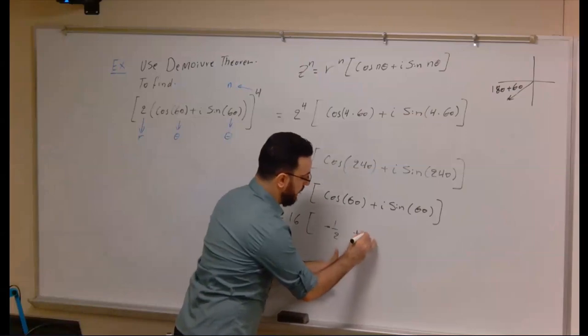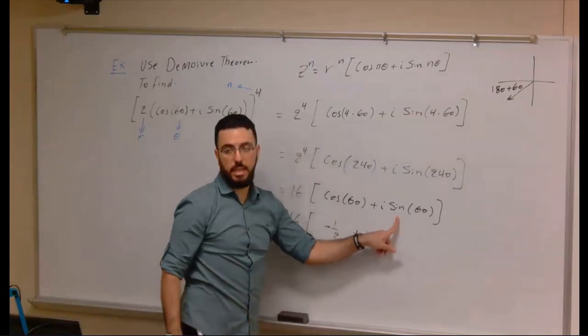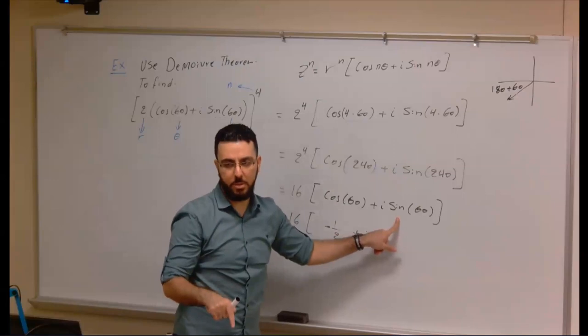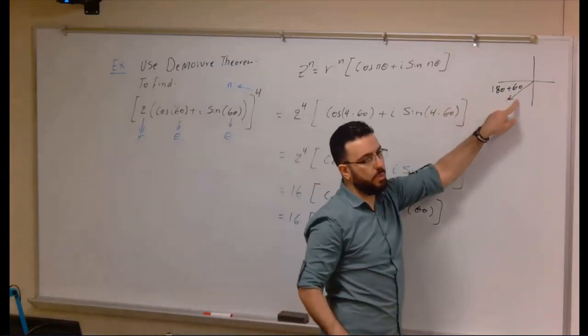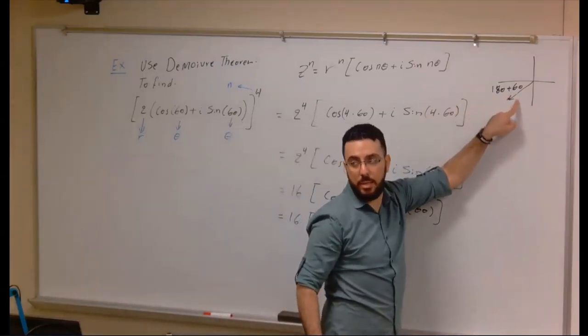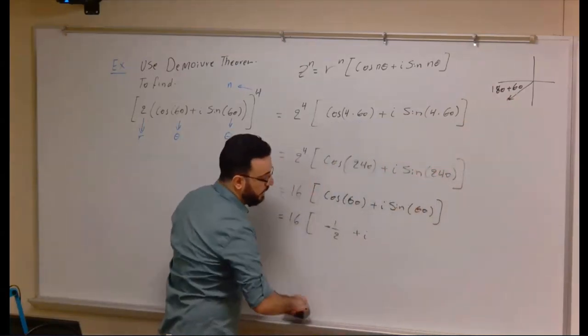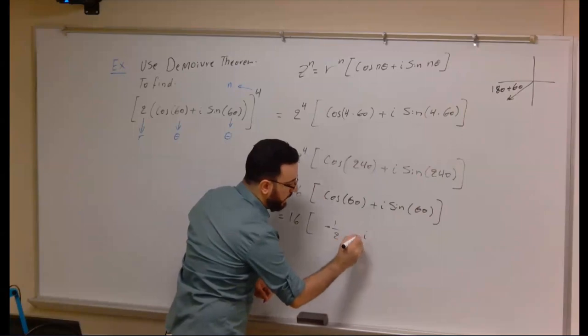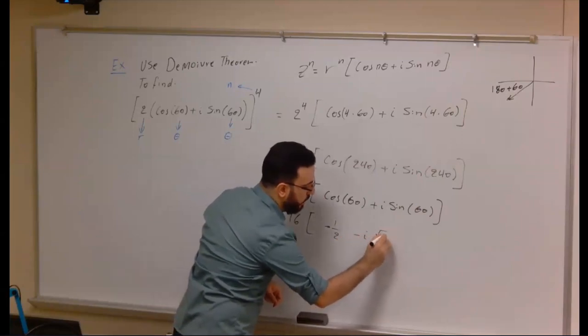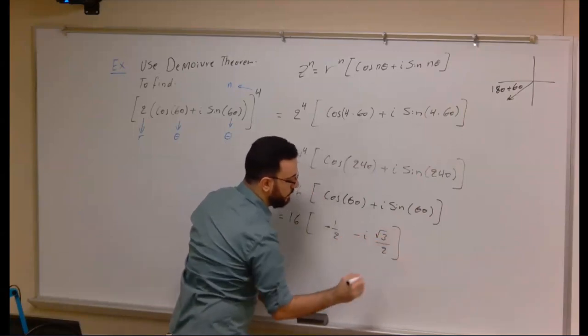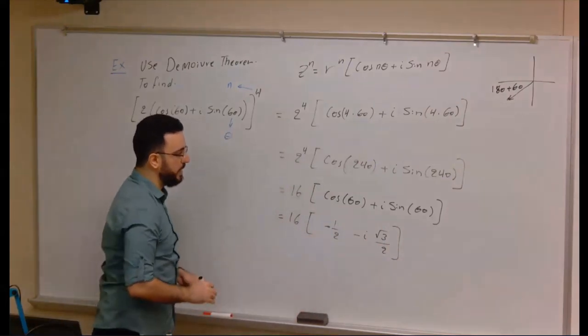Here is the plus I. Sine 60 is square root of 3 divided by 2. But on the third coordinate, the sign is what? Negative. So that's why it's going to be negative. So here is going to be negative I square root of 3 divided by 2. Now distribute the 60.